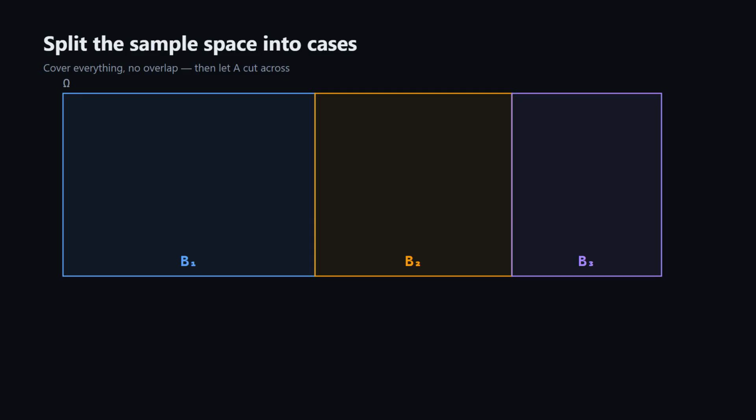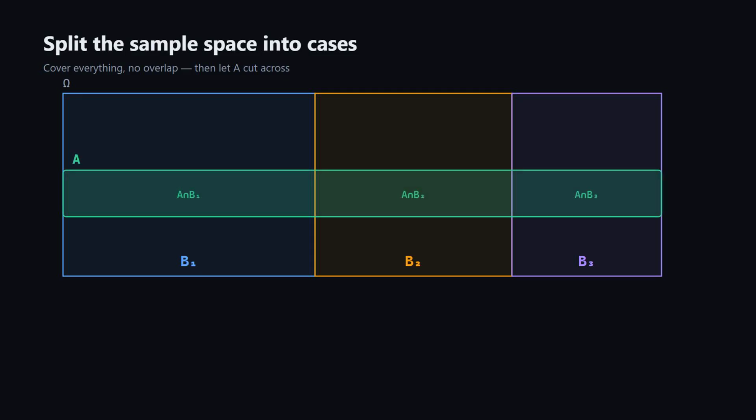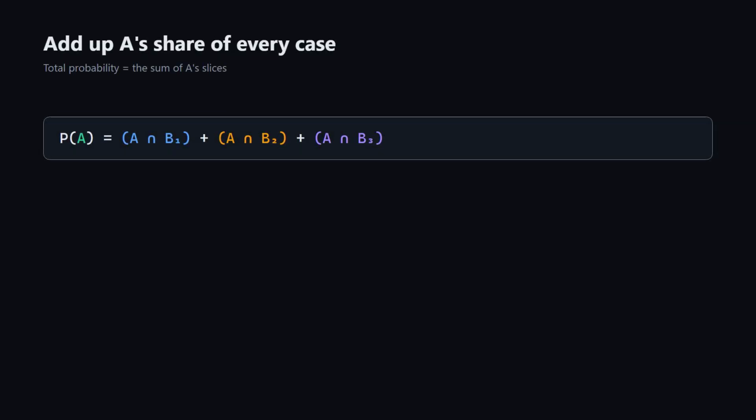That's called a partition. Now suppose some event A cuts across several of these cases at once, showing up partly in each. A lives partly in B1, partly in B2, and partly in B3. To find the overall probability of A, you just add up A's share of every single case.